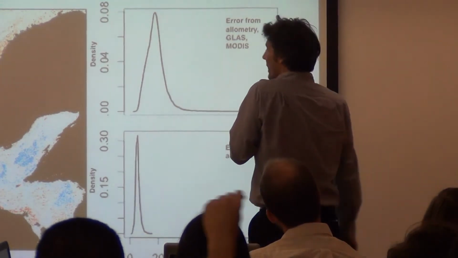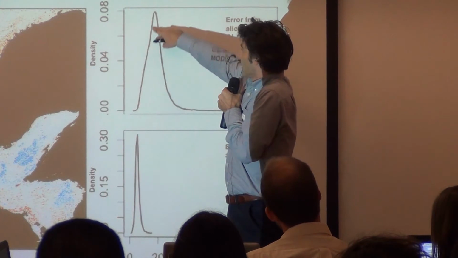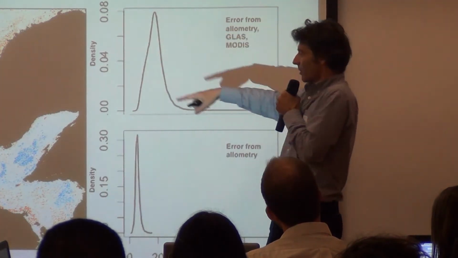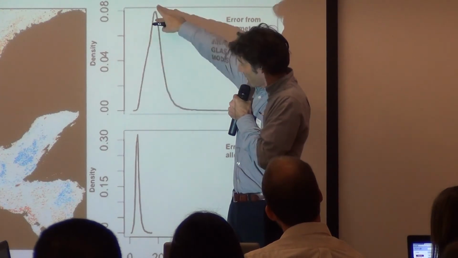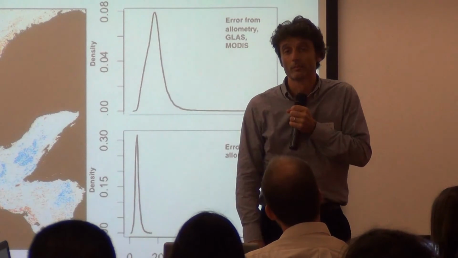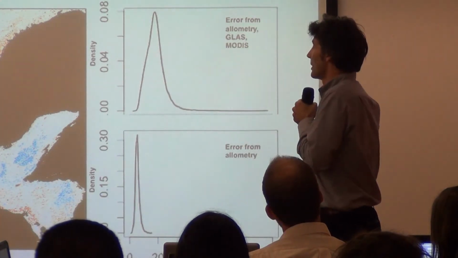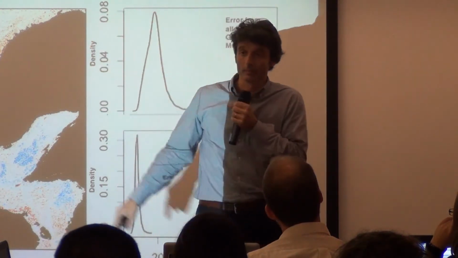Now, 94 sounds big, but if you do look at the frequency distribution of the percent error, you can see that the majority of the pixels have actually an error of 20%. Okay, and this is exactly for the area that you see on the left.